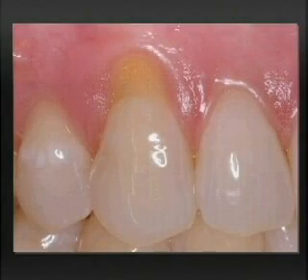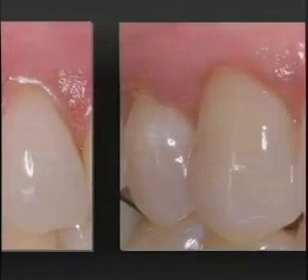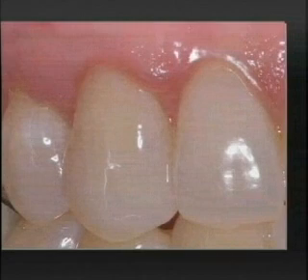Sometimes gum grafting is necessary in order to be able to add tissue where there is no tissue, or to be able to cosmetically cover up an exposed root surface. This is an example of an upper canine whose root has been exposed and covered with a gingival connective tissue graft.